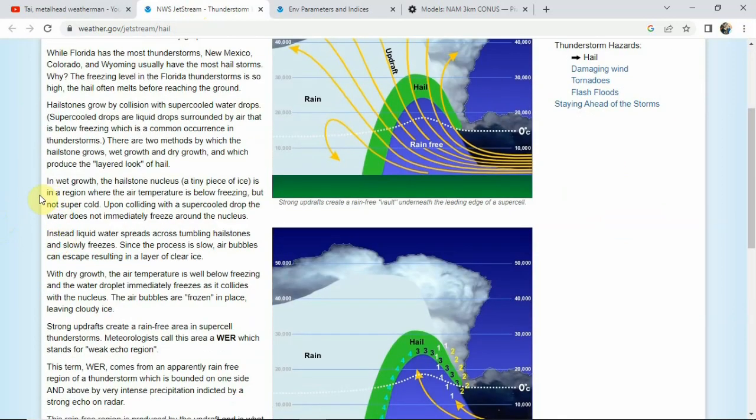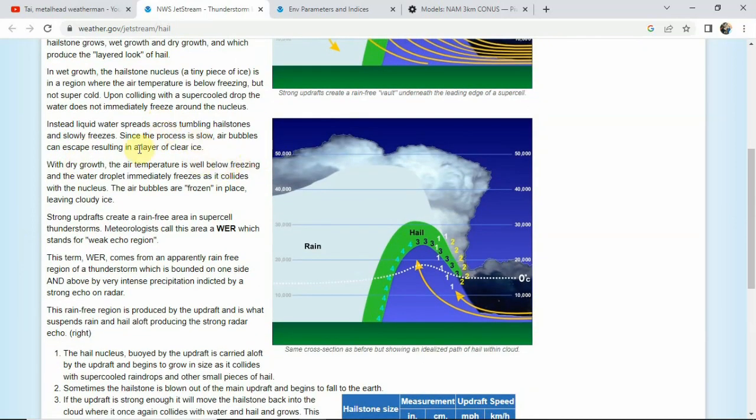With wet growth, basically, the hailstone nucleus ends up being lofted high up into the atmosphere, but it's not super cold. The temperatures are going to be below freezing, but not like, say, negative 20 degrees Fahrenheit or negative 50 degrees Celsius, whichever one you want to go by. There's no discrimination here. Upon colliding with the supercooled drop, the water doesn't immediately freeze around the nucleus. It spreads across the tumbling hailstone and slowly freezes. So with that setup, you can actually get a clear layer of ice.